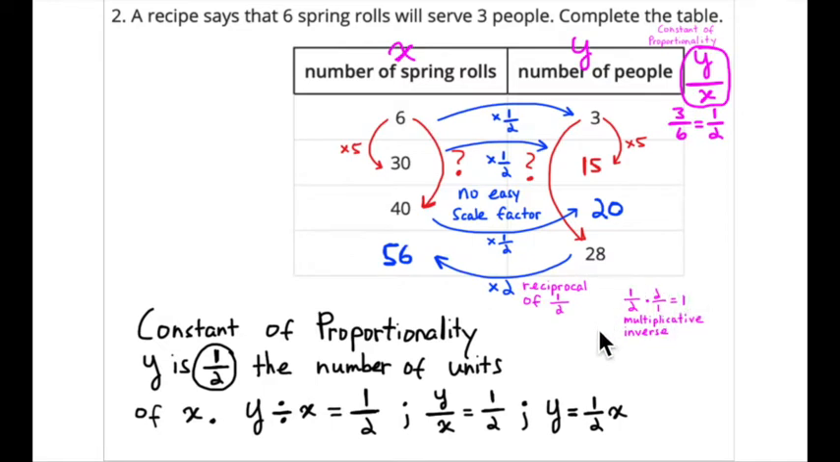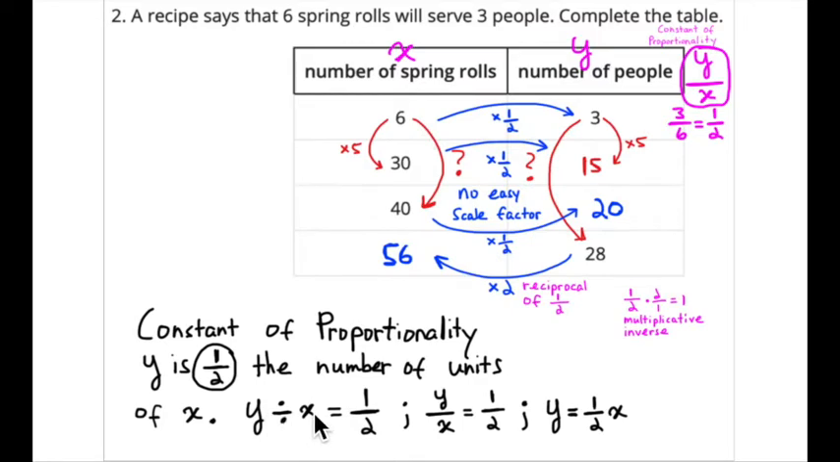That is called the multiplicative inverse. And finally, let's use the language down here and then write the equation. So y is 1/2 the number of units of x. So y, right here, is half the number of units, 6 units of x. So 3 is 1/2 of 6.